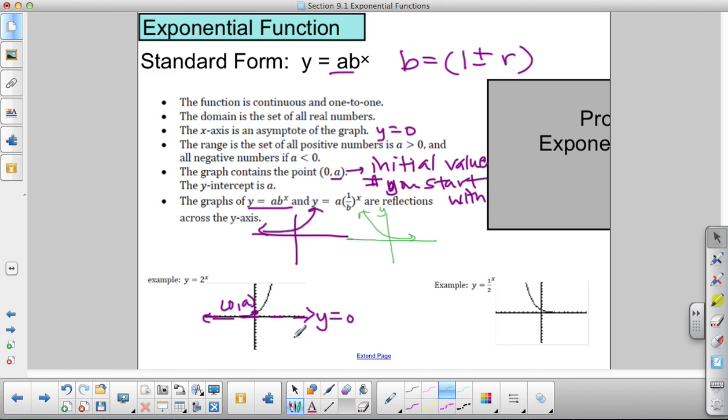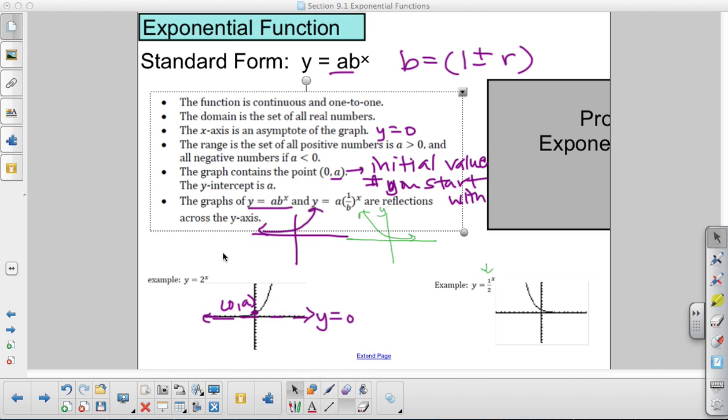So here's our example below. Here's an example of y equals 2 to the x. As you can see, my b value, what's in the spot of the b, is not a fraction, so it's increasing and going up. If you look here, my b is 1 over 2, so it is a reflection. As you look from left to right, it's going down. So it's that reflection across the y-axis. Once again, notice this is my (0, a). Same thing over here.